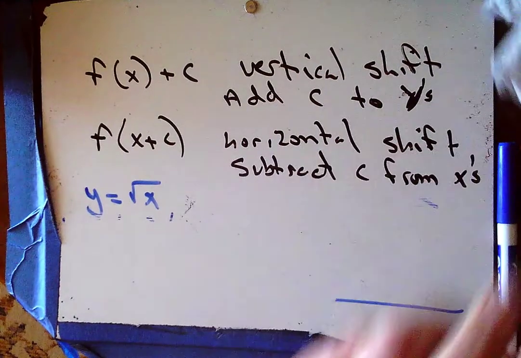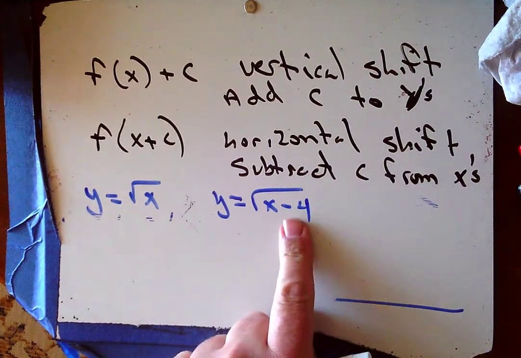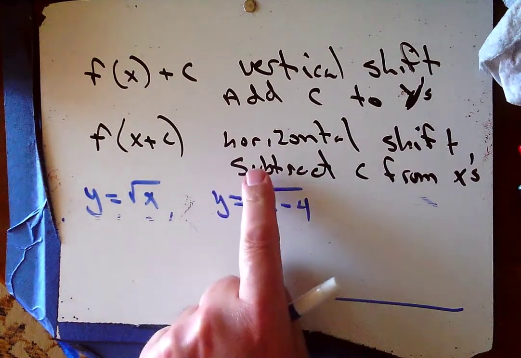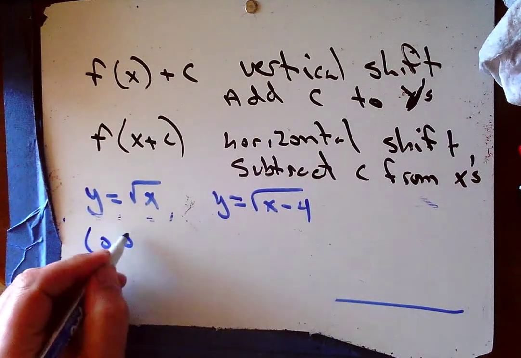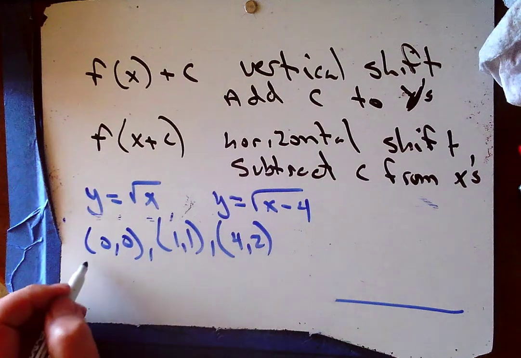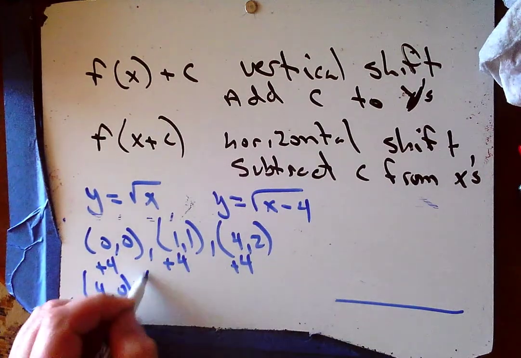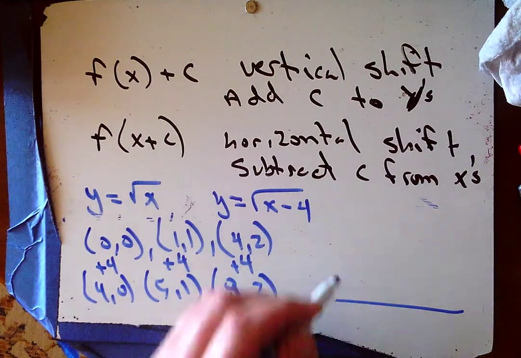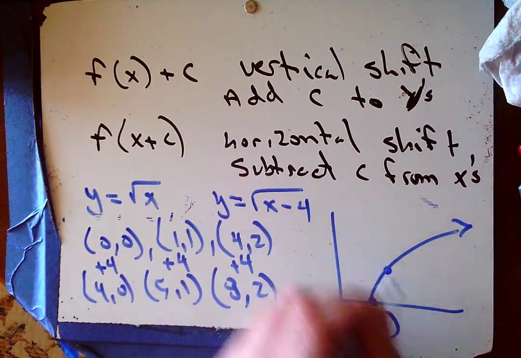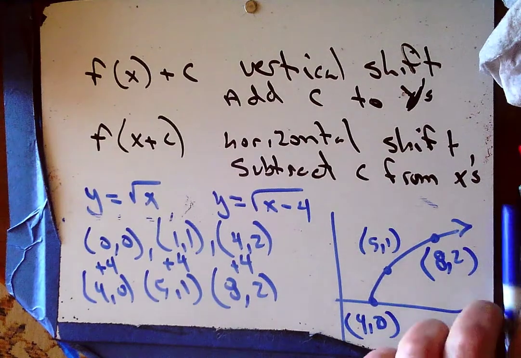But if I saw y equals square root of x minus 4, I know inside is opposite land. And so this doesn't go left 4. This goes in the opposite direction. This goes to the right 4. And what am I supposed to do? Subtract c from the x's. So I'll start off with my reference points, and I'll subtract a negative 4 from all the x's. Subtract a negative means add 4. And so I end up with (4, 0), (5, 1), and (8, 2). Same shape. (4, 0), (5, 1), (8, 2). And there's our graph. We have 2 transformations now.